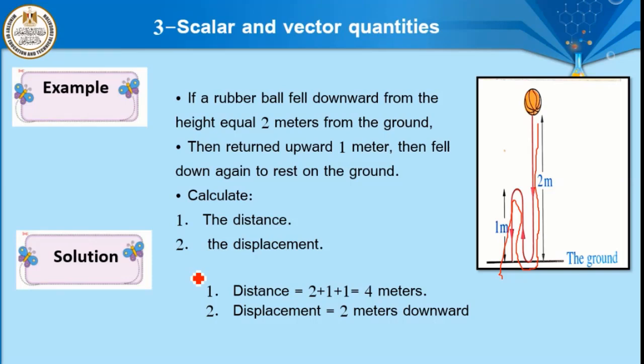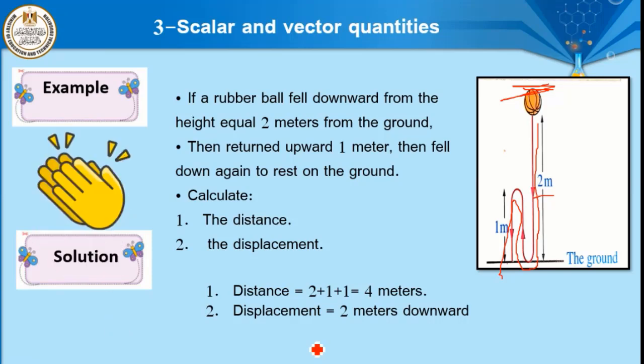The displacement covered by this object equals the distance between the starting point and the ending point. Where is the starting point? Maximum height, or maximum 2 meters. Where is the ending point? The surface of the ground. The distance between them equals 2 meters. So the displacement covered by the object equals 2 meters downward.